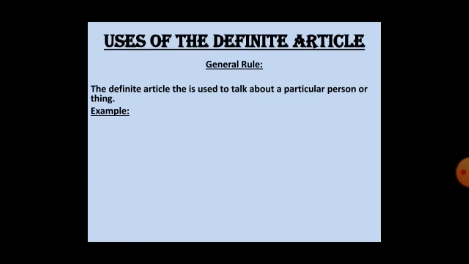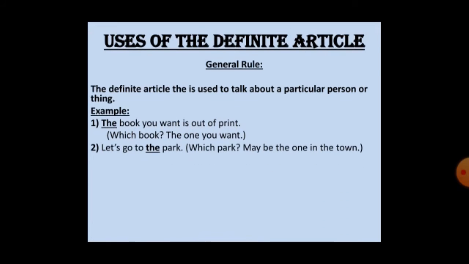Okay students, now I move towards our next definite article. Already I told you definite article is used when we specify something or make something particular. There we use the definite article the. For example, the book you want is out of print. So here book is particular. And let's go to the park. So park here is particular.